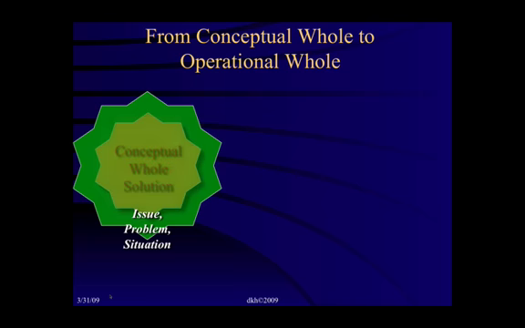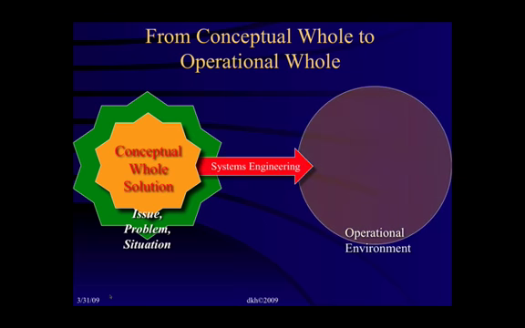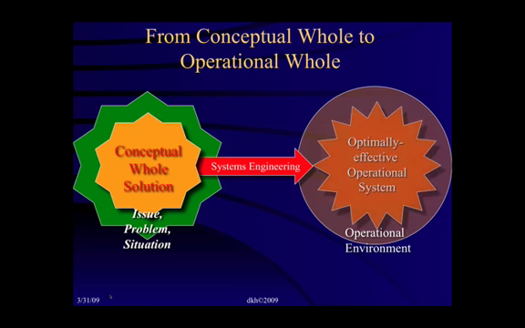Essentially, you go from a conceptual whole, using the systems engineering idea, method, approach, whatever you like to call it, from a conceptual whole to an operational whole that performs optimally in its operational environment. So it's from a conceptual whole to a real tangible whole system. And the conceptual whole emerges from an issue, a problem or a situation. What do I mean by emerges? We'll see.